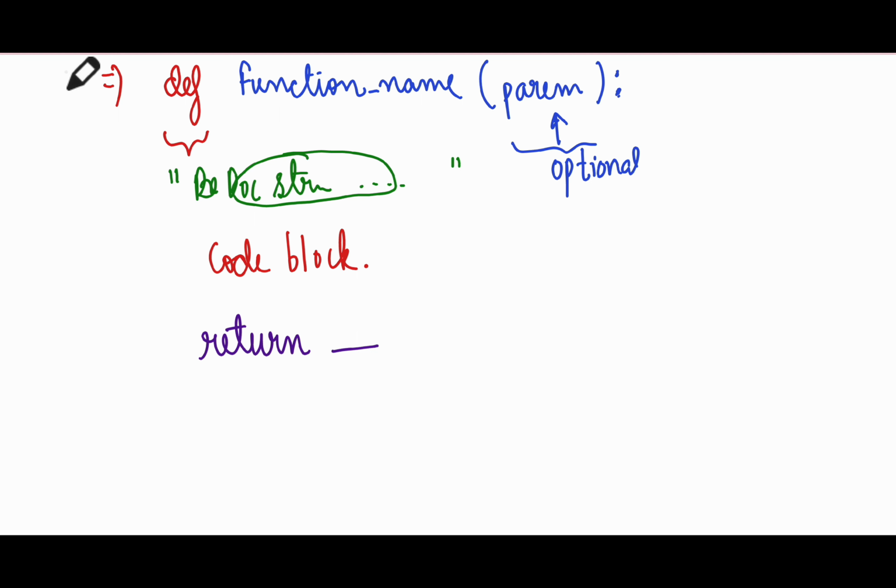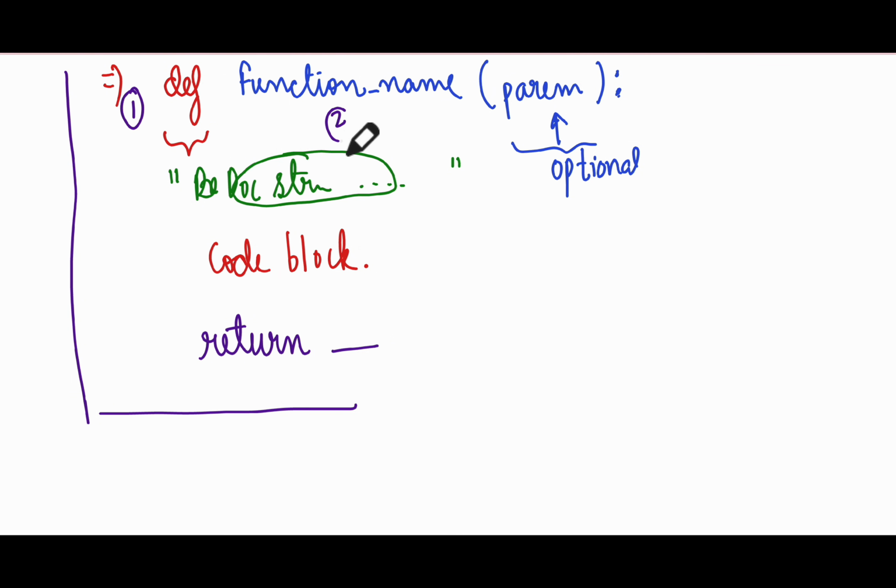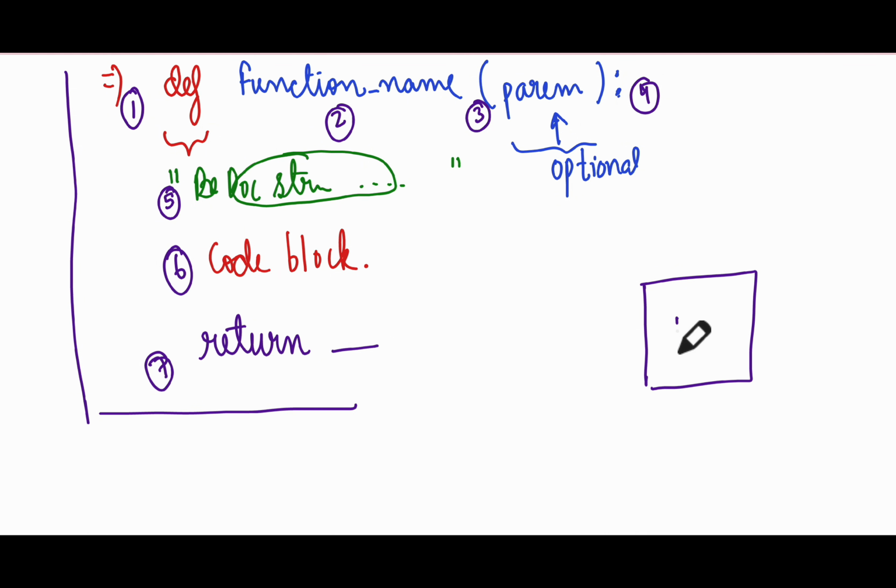So this is the whole structure of a function. The def keyword is the first part. Second is the function name. Third is the function parameters. Fourth is the colon. Fifth is the docstring. Sixth is the code block, and seventh is the return. So a function is like, for example, a box. Yeah, this is a function.